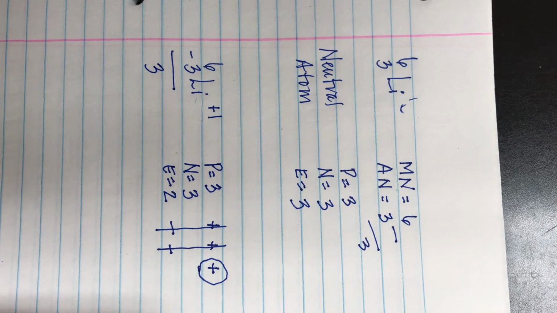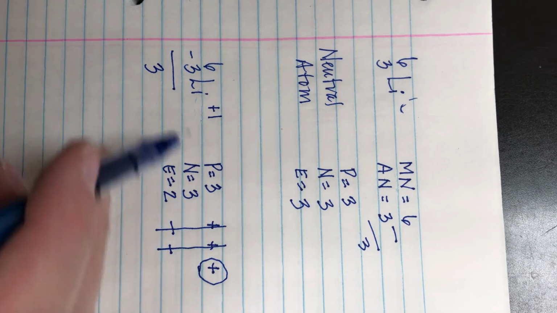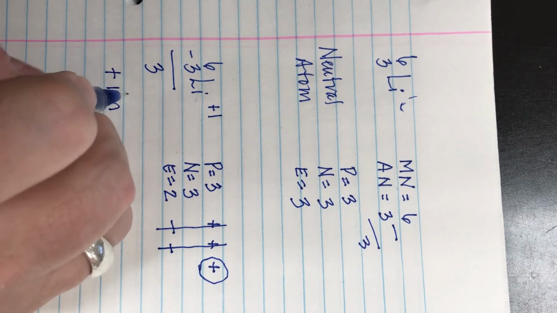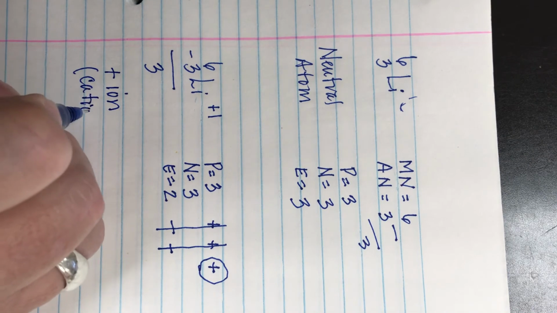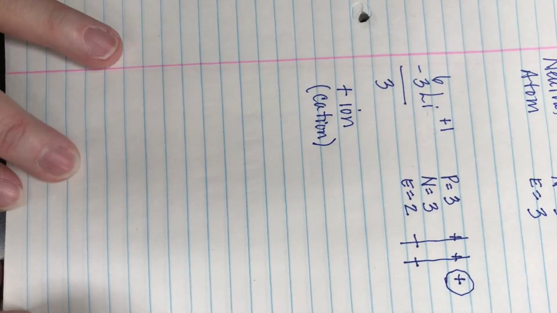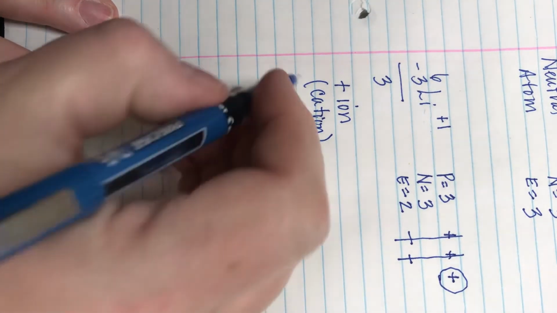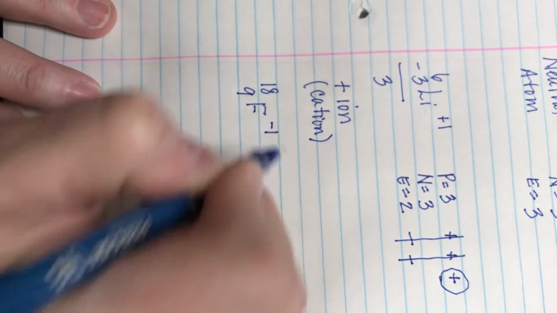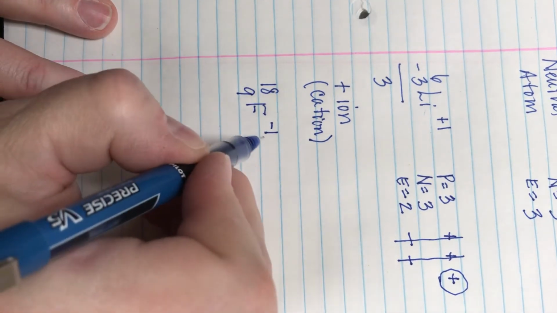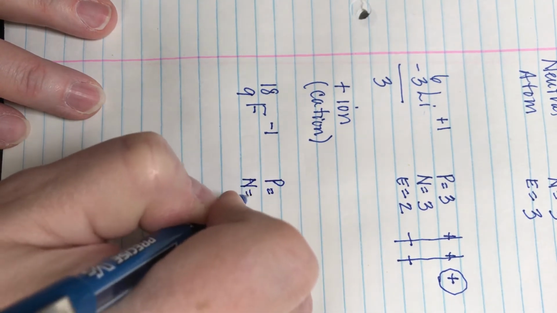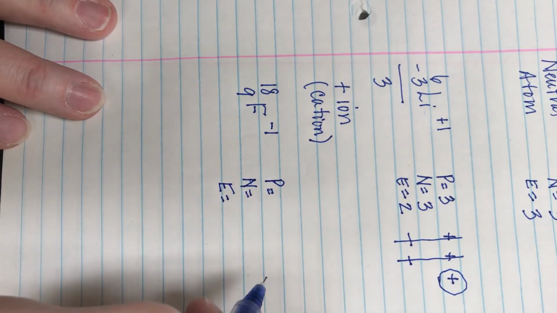So that's how you can figure out what your electrons are when you have a charge. So this is a positive ion, or we call that a cation. Let's look at an anion. Let's try this one. 18,9 fluorine with a -1 charge. Okay, so now we have a -1 charge. How many protons, neutrons, and electrons do we have?